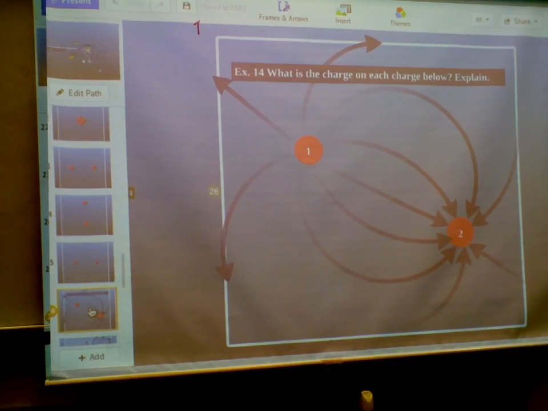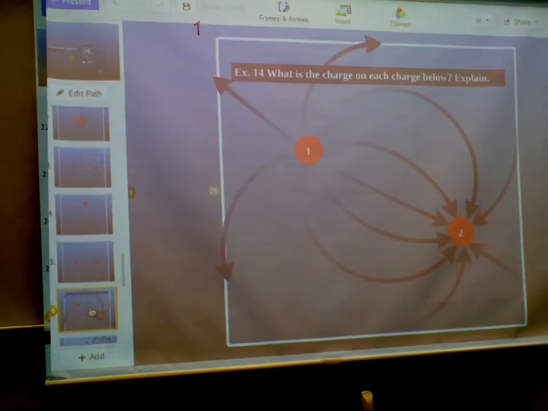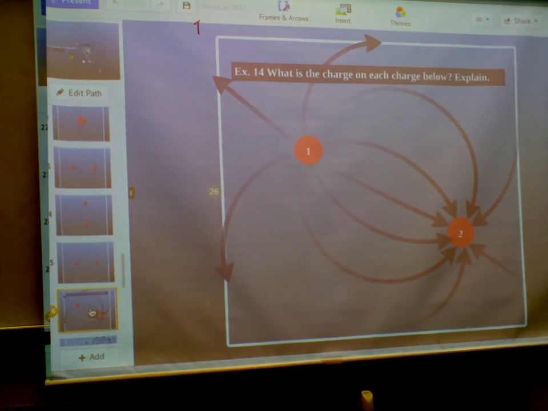All right, so who knows the charge on one? Positive or negative? Positive. Why, Sergio? Because you can see the lines going out. Okay, good. The lines are going away. What's the charge on two? Negative. Maria, you said negative. Why negative, Maria? Good. The lines are going into it.